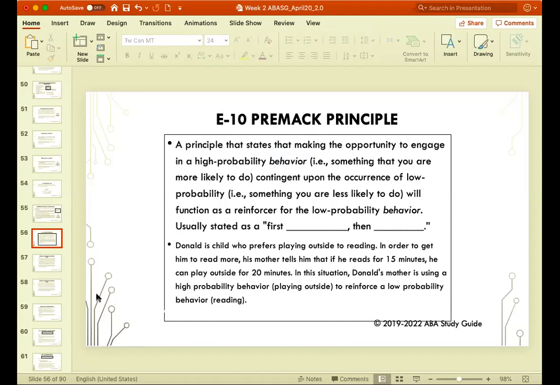You are more likely to do your math. If I were to give you a choice of math and reading, which would you choose? Let's say you don't like either of them very much, but reading is more of a high probability behavior. I would use that high probability behavior contingent upon the occurrence of the low probability behavior.